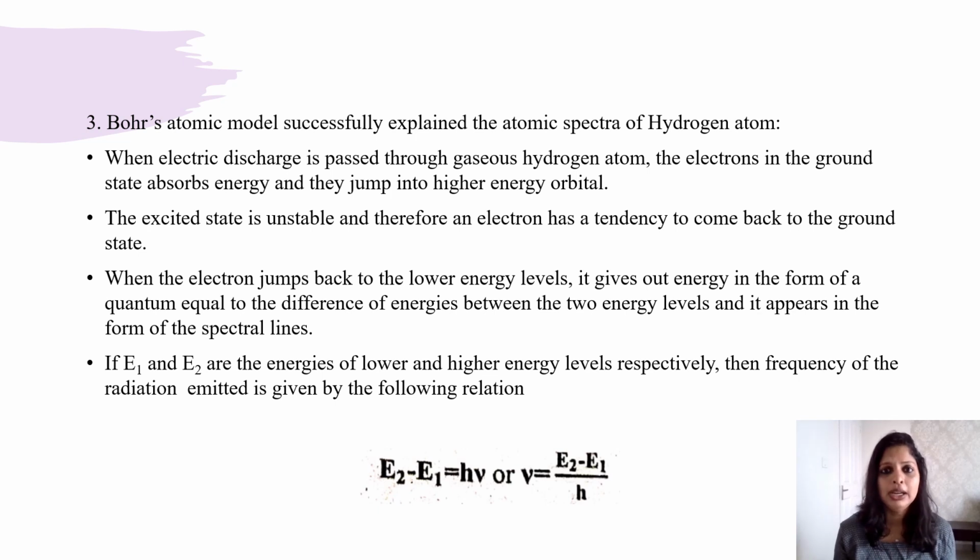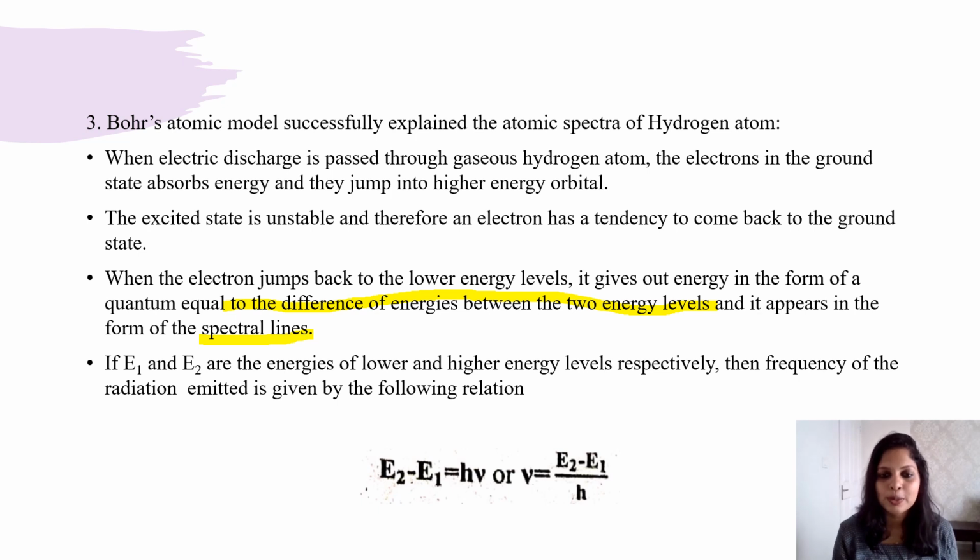It is unstable. So the electron's tendency is always to come back to the ground state. When the electron is jumping back to the lower energy state, it is giving out energy in the form of a quantum equal to the difference of energies between the two energy levels, and it appears as a spectral line. This we already discussed in the postulate session. That is one of the merits of the Bohr model.